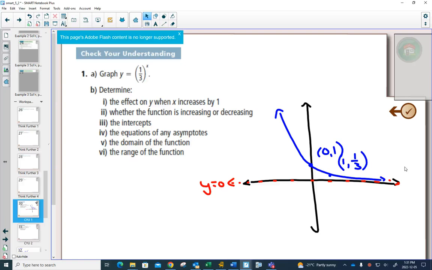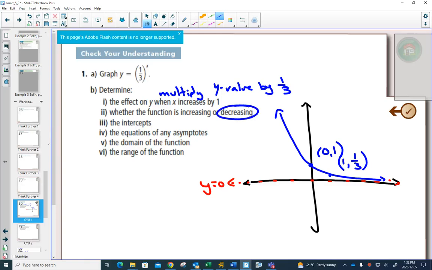Now, some things to discover or to look at on this graph. Every time you increase x by 1, if you look at its equation, what's going to happen is you are going to multiply your y value by 1/3. That's what an exponent does. You just keep multiplying by 1/3, by 1/3, by 1/3. This one, is it increasing or decreasing? It's decreasing because it's going down from left to right.